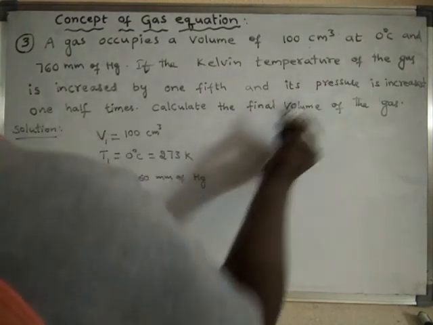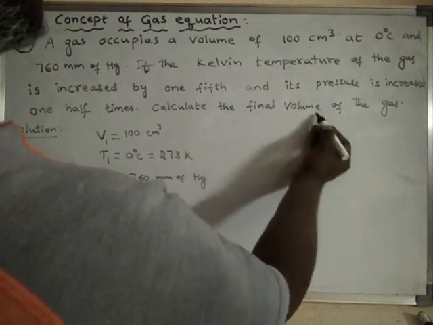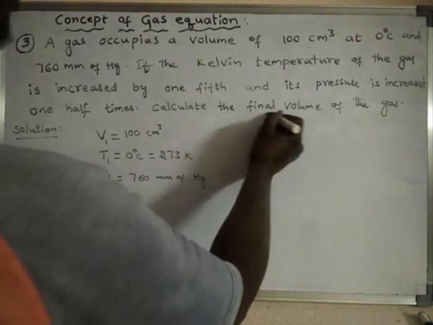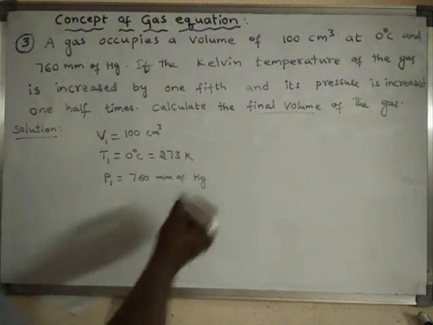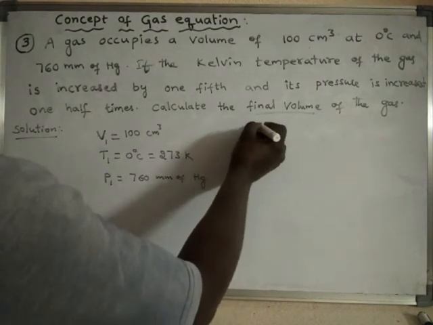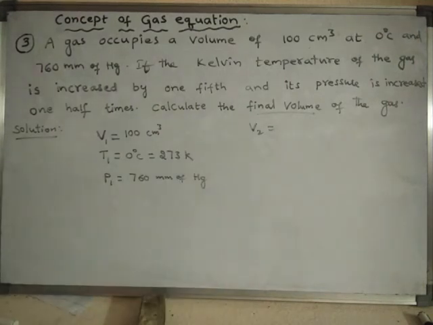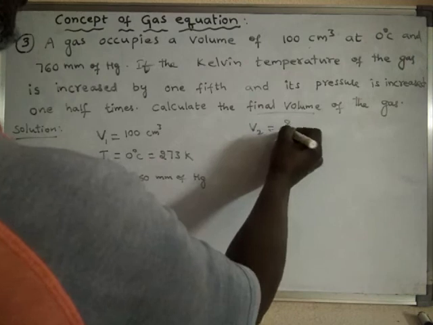So these are the initial temperature, initial volume and initial pressure. And here we need to find the final volume. What is the final volume? Final volume, that means V2. So we have to find the final volume.